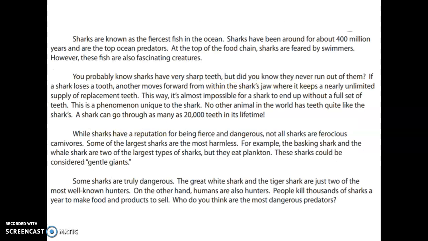So let's look at the first sentence. Sharks are known as the fiercest fish in the ocean. We're going to highlight that in red. Let's use a different color. Let's use blue. Blue is going to stand for little facts that we don't need. Red is going to be the important stuff. I see a number here, and automatically a number lets me know that this is probably an important sentence.